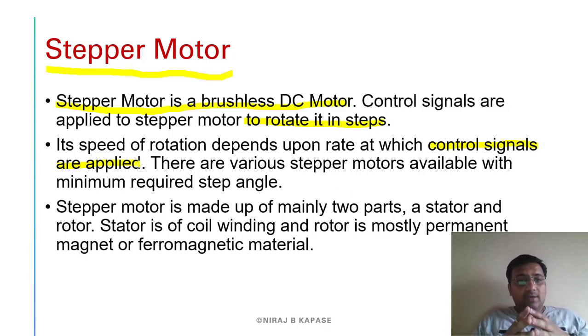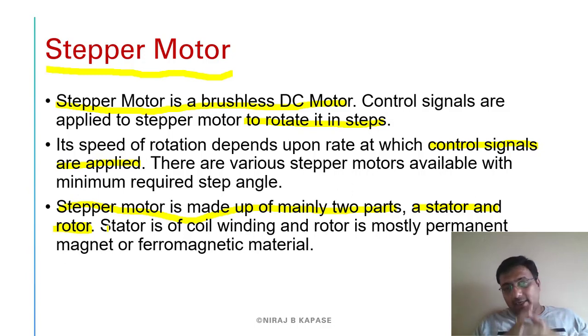There are various stepper motors available with different minimum required step angles, so again the step angle is very important. The stepper motor is made up of mainly two parts, and we are going to see the internal structure of a stepper motor. One is a stator and another is a rotor. Based on the positions of the stator and rotor, there are different types of stepper motors available. The stator is a coil winding and the rotor is mostly a permanent magnet.